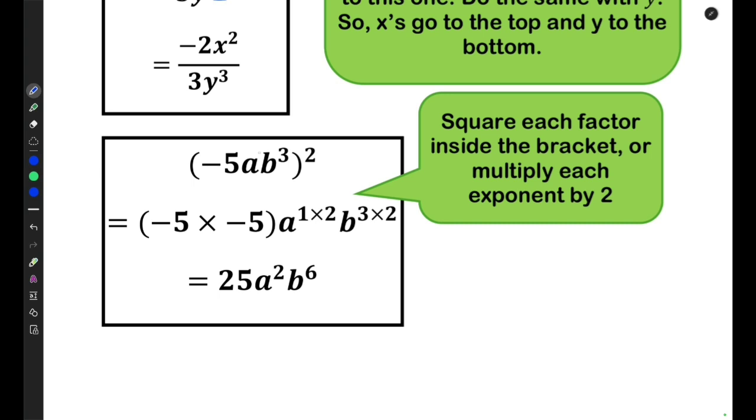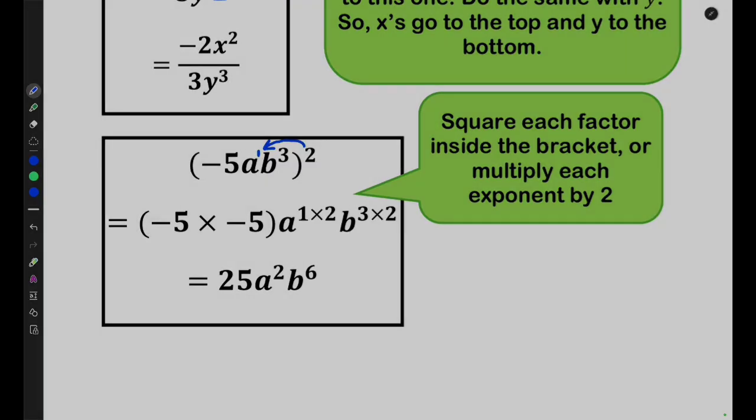Now with the a, there is a 1 already. I just multiply the 1 by the 2, and that's why that becomes a squared. B, it becomes 3 times 2, and that's why it's b to the power 6. Okay, I hope it makes sense, guys.